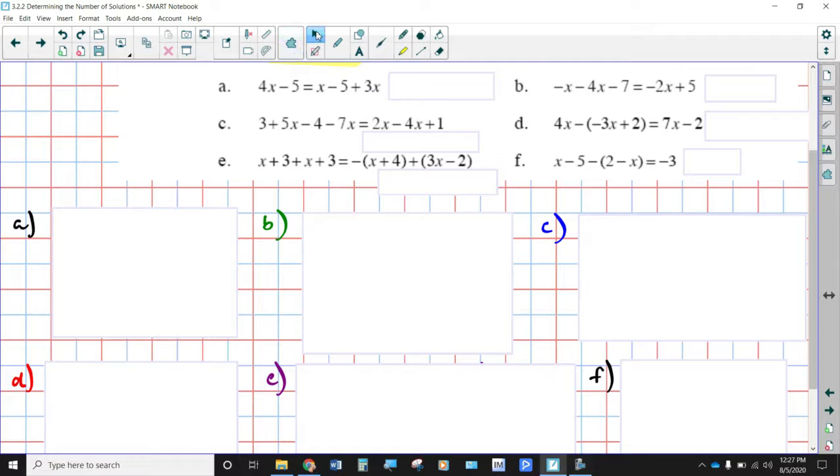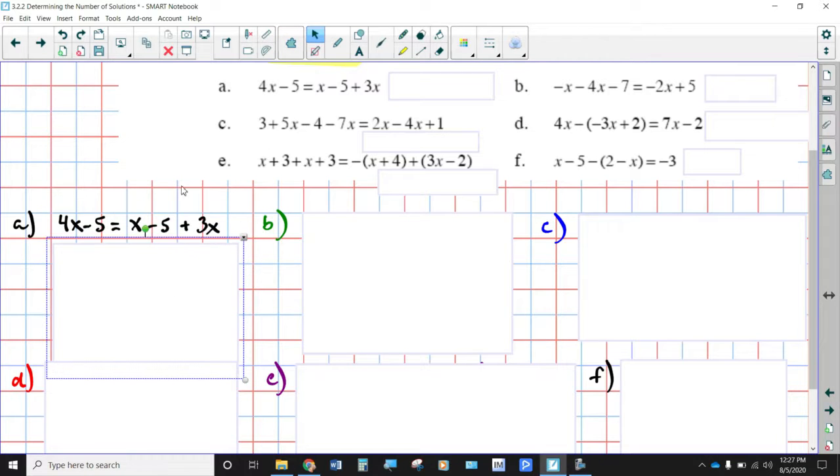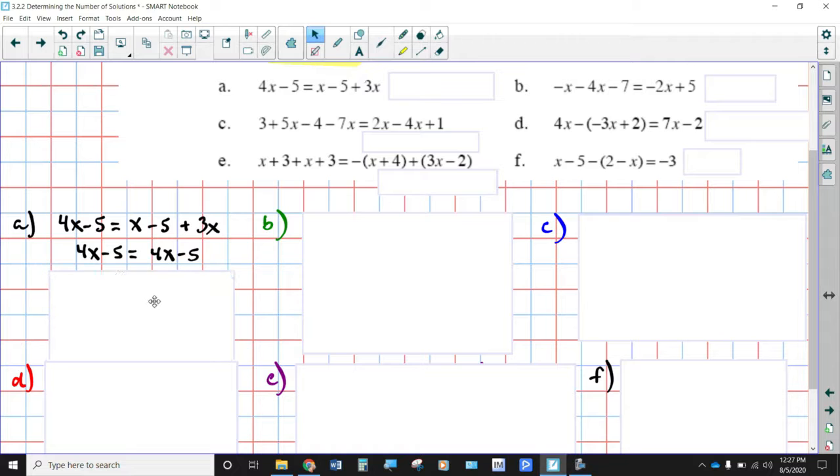All right, let's take a look at problem A. For problem A, we copy the problem down as is. Then it looks like we need to combine like terms on the right-hand side. So x and 3x combine to make 4x. And notice how you've got the same situation that we had on the previous problem for game 3. This expression is exactly the same as this expression.